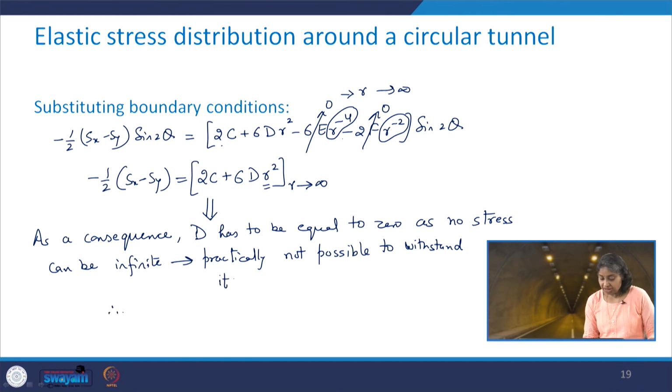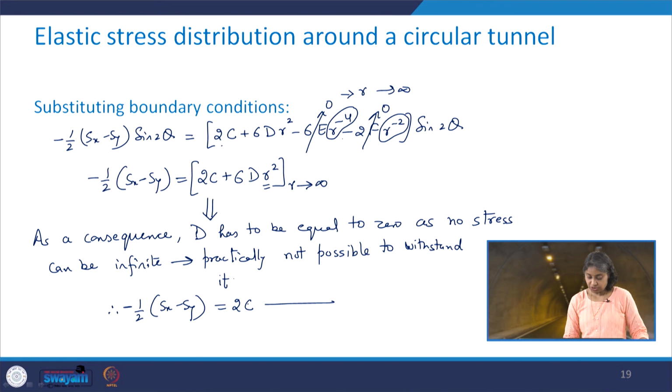So, ultimately what we get is half (Sx minus Sy) is going to be equal to 2c. Okay, I missed one negative sign. So, this is going to be minus half (Sx minus Sy) equal to 2c. We are going to write this equation as equation number 10c.